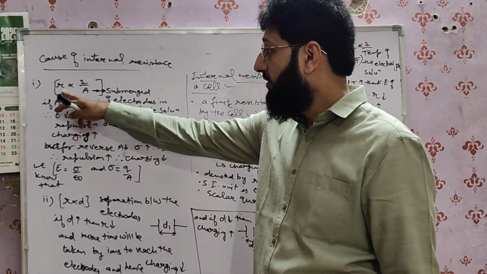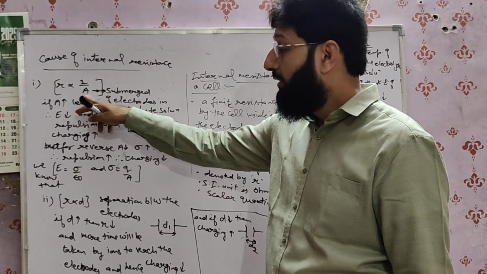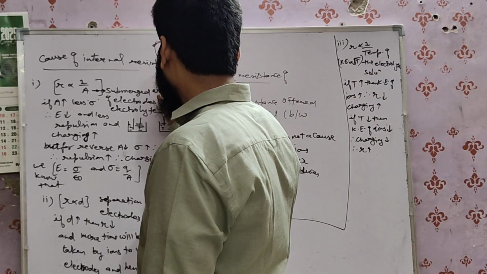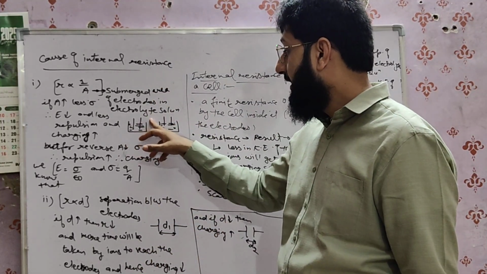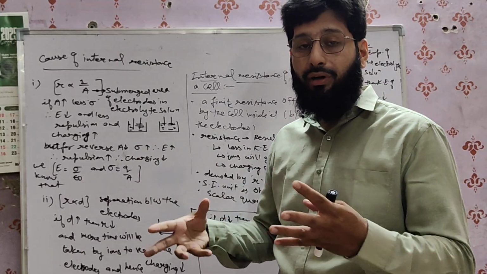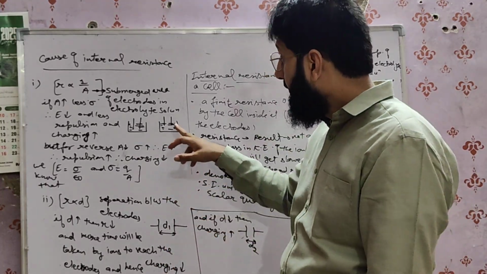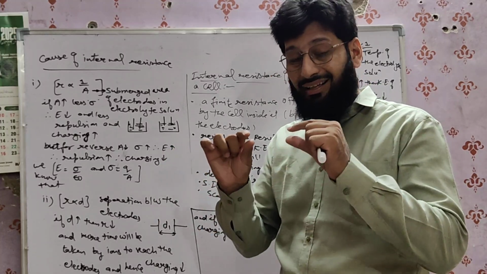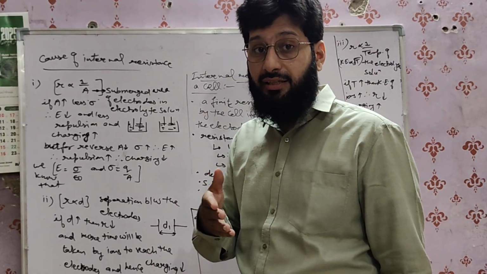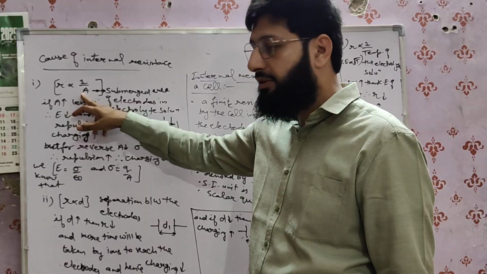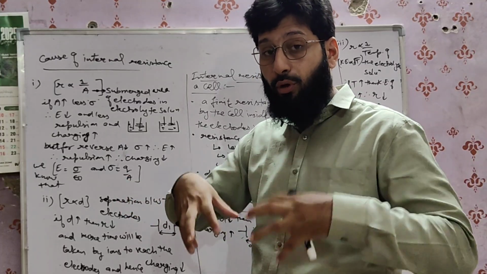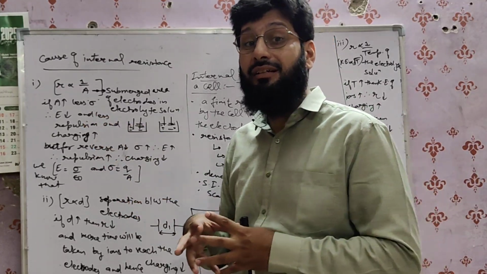The number one cause is that internal resistance is inversely proportional to the area. And what is this area? This is the submerged area of electrodes in electrolyte solution. As you can see in the two images, these two electrodes have more area dipped into the electrolyte solution, but in this image the submerged area is less. So as per observation, scientists have observed that internal resistance is inversely proportional to the area. That is why if the area is more, there is less surface charge density.